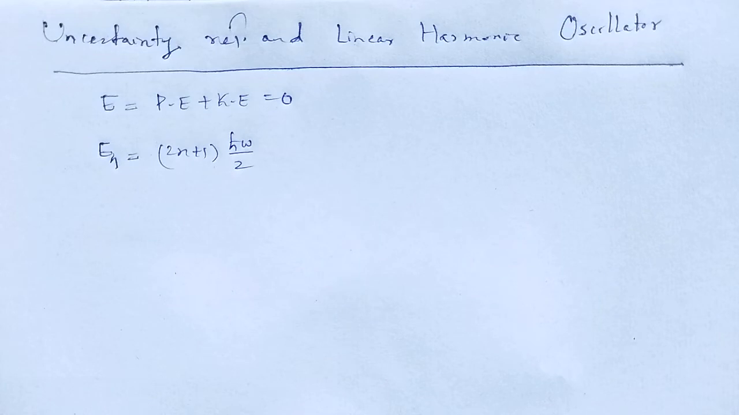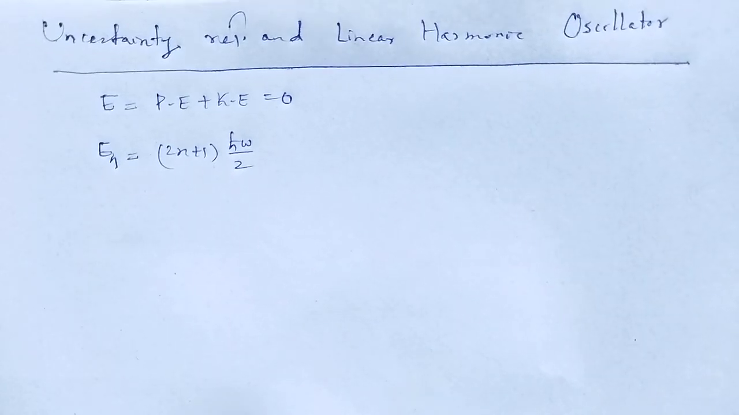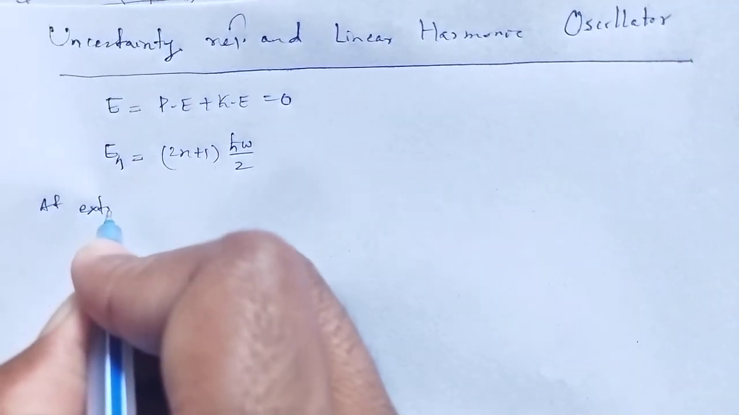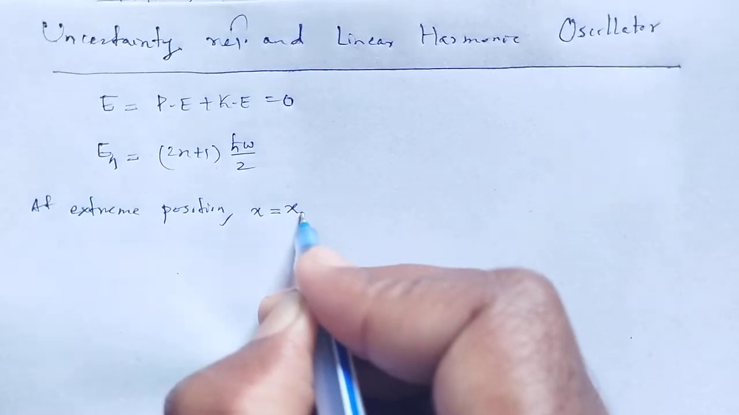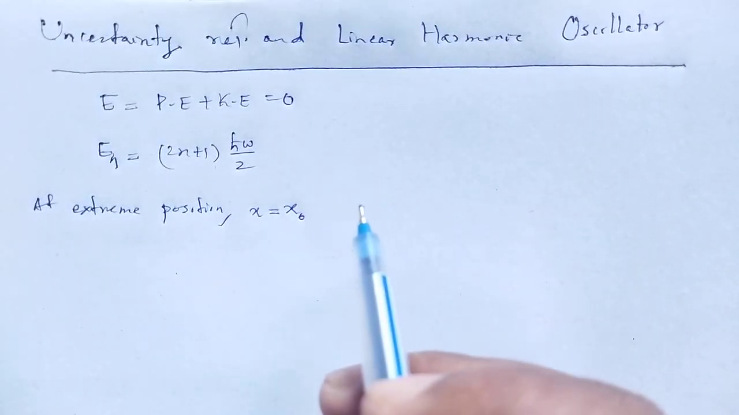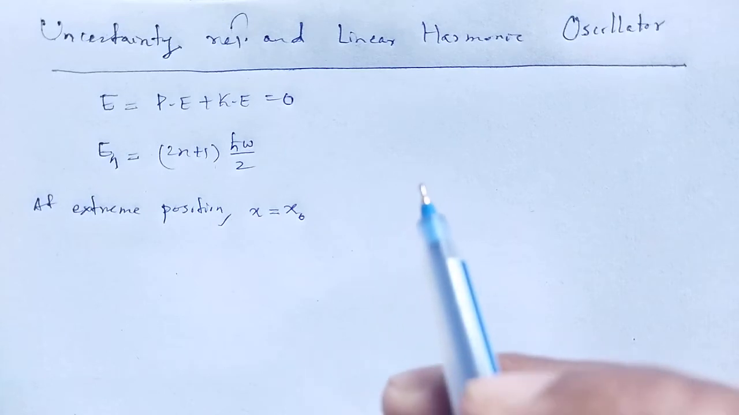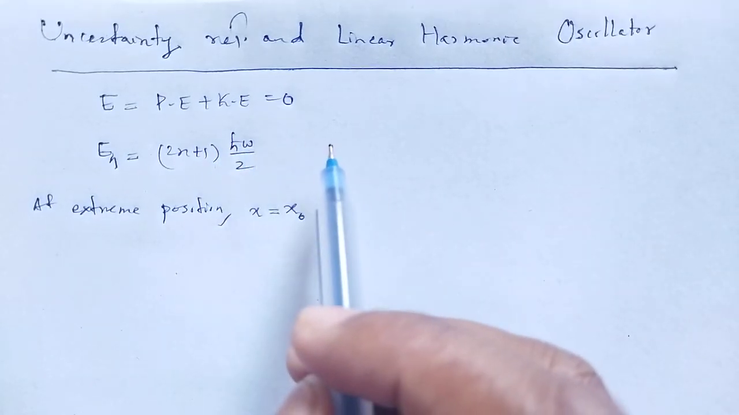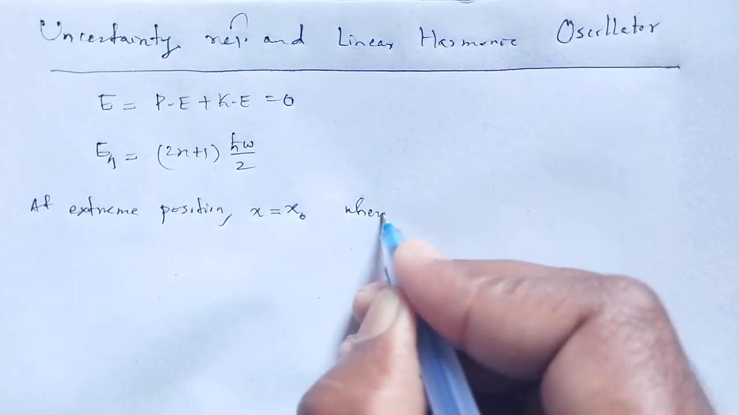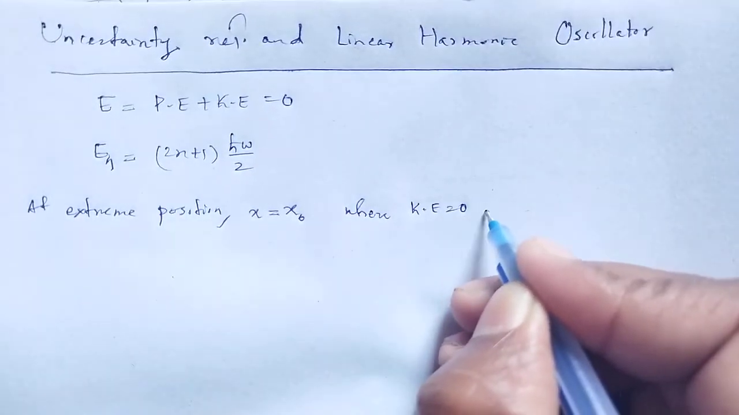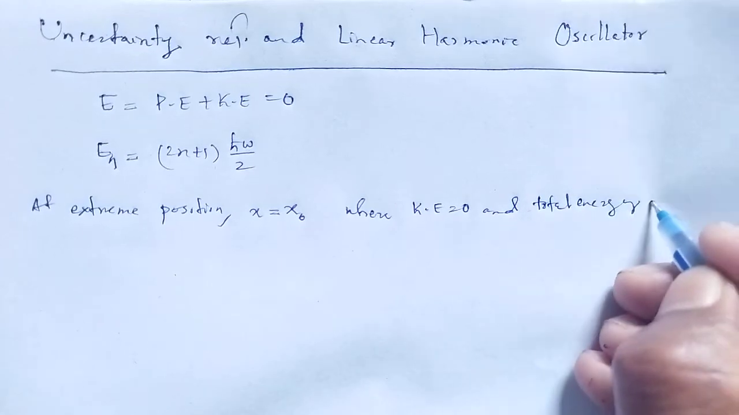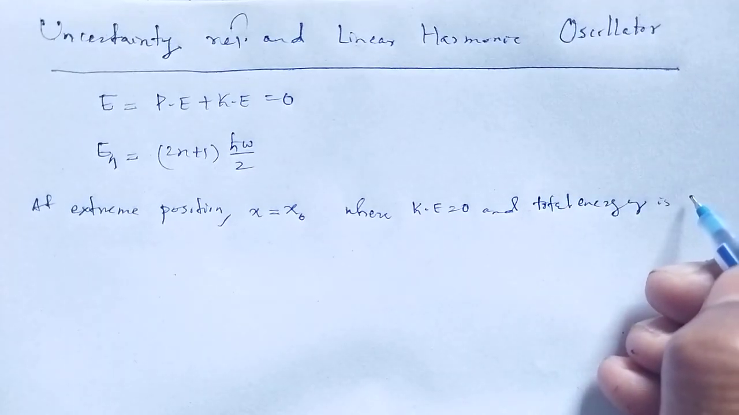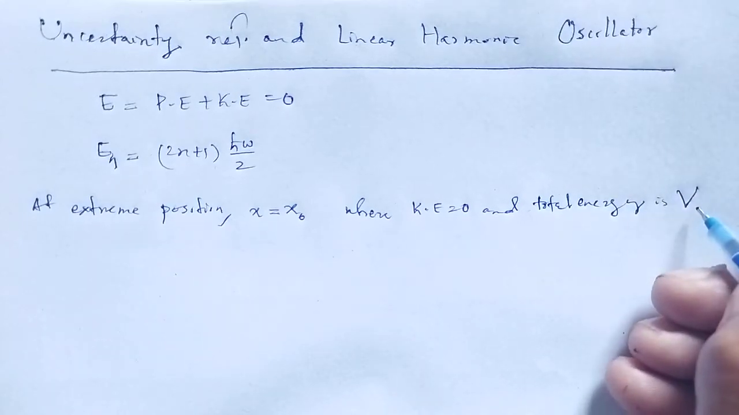At the extreme position, extreme in the sense x is at x naught, the kinetic energy is equal to 0 and the total energy is due to the potential energy. Let me assume that the potential energy be V.